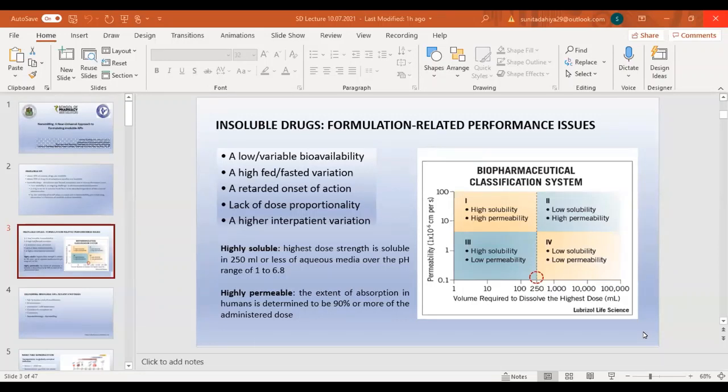Now, why are we concerned with class 2 more, class 2 or 4 basically? Class 2, most of the drug candidates belong to class 2. Say for example, the most widely used category of drug, that is non-steroidal anti-inflammatory drugs, etc. Right? And that's why we focus on that. So this classification was given by Amidon and co-workers in 1995, and it came into effect in 2000 when the FDA approved this for the waiver, etc.